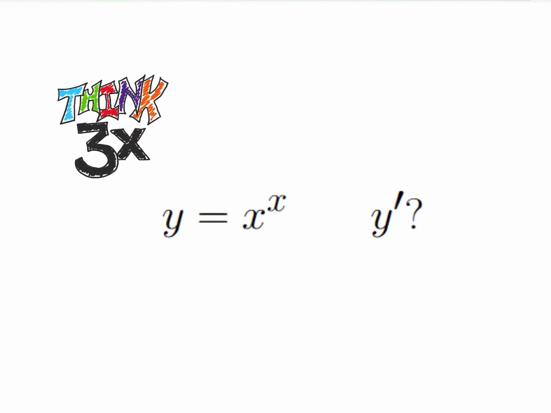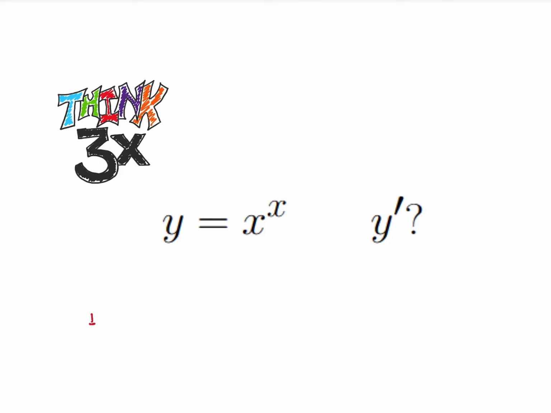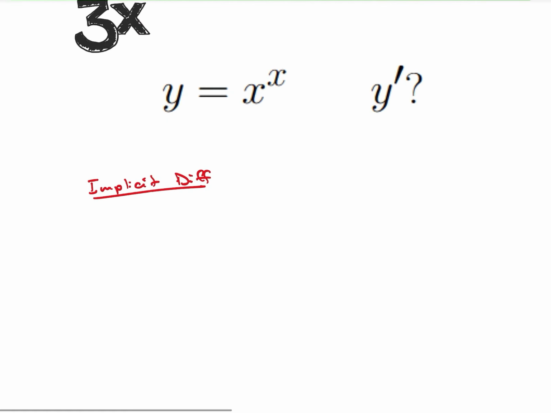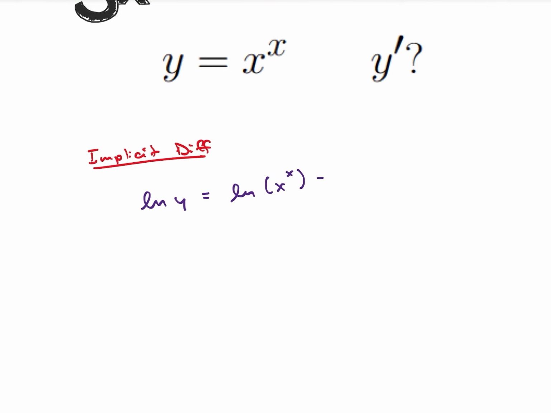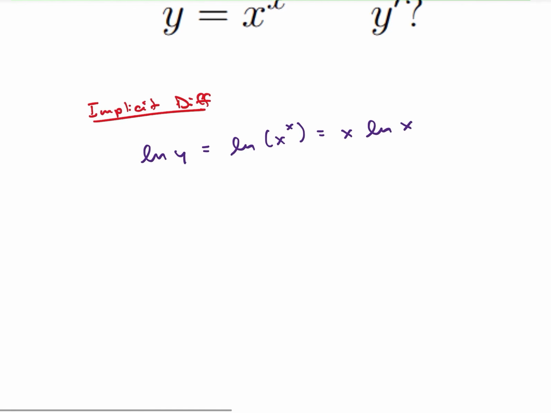Okay, so the first method that we're going to use is going to be implicit differentiation. In order to do that, I'm going to go ahead and take the natural log of both sides. So natural log of y is equal to natural log of x to the x, which is then going to be able to be rewritten as x times the natural log of x. So now I can take the derivative with respect to x of both sides.